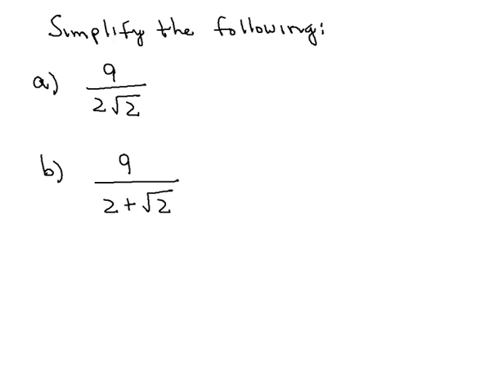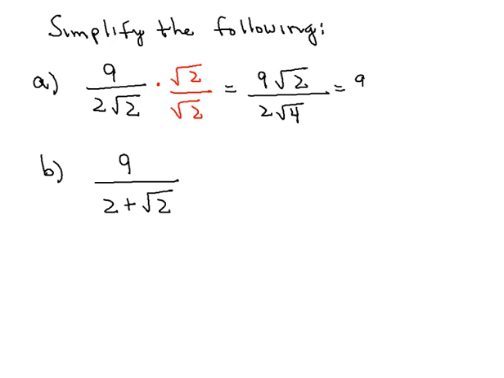I'm sure you're pretty confident that we would need to multiply by the square root of 2 over the square root of 2 to rationalize the denominator. And so we will have then on the top 9 times the square root of 2. And in the denominator 2 times the square root of 4.